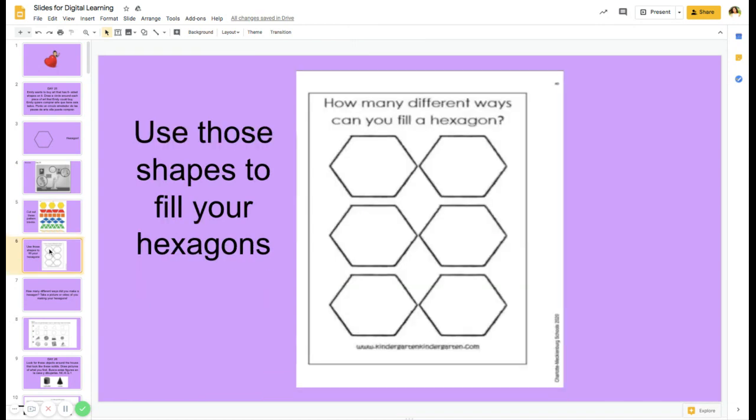And then you're also going to have this sheet of paper. Again, if you don't have this stuff, pause the video and draw it.